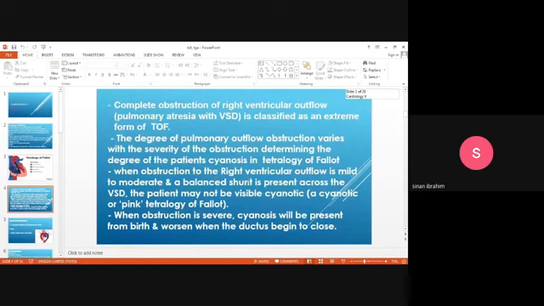While if the obstruction is mild or moderate, the presentation will be late, and the cyanosis will take time to present to the physician or to the pediatrician because of mild cyanosis or even acyanotic presentation in early life. This type, which is associated with mild obstruction, we call the pink tet. Pink tet means acyanotic tetralogy of Fallot because, as we said, the cyanosis will depend on the severity of the obstruction.